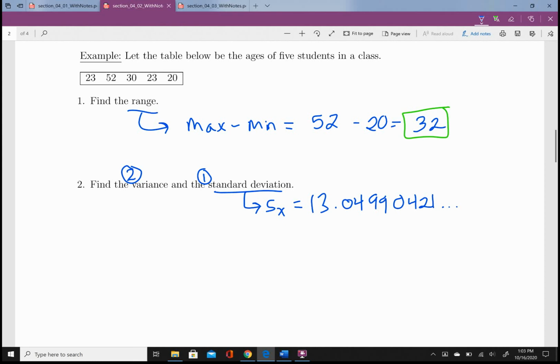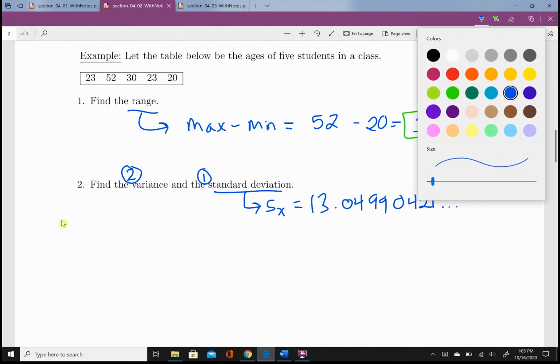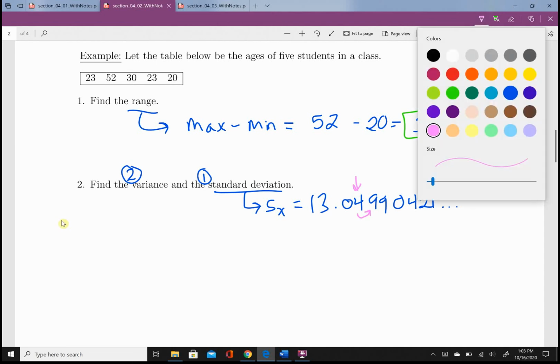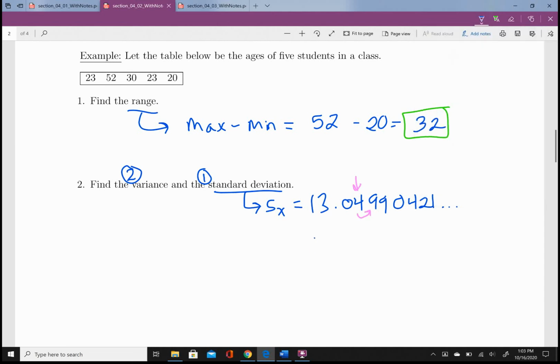Okay, so what we are to do with this is to round it to a reasonable number, maybe to the nearest hundredth. There's nothing in the instructions to indicate that we were given any specific value to round to, but I'm just going to make that up and say, okay, the hundredth seems good. So that'll be 13.05.